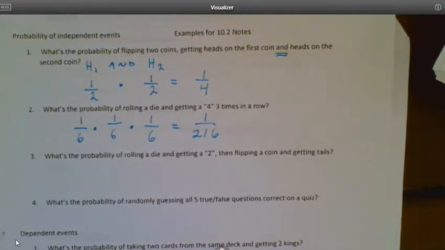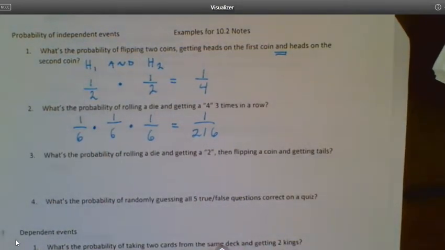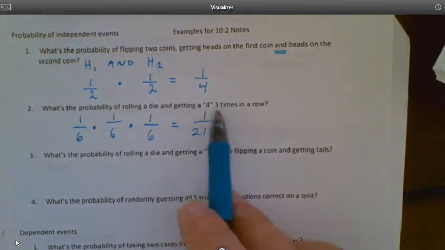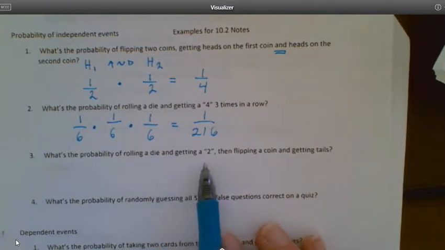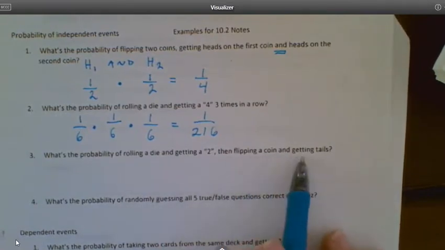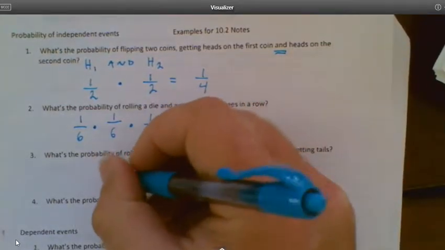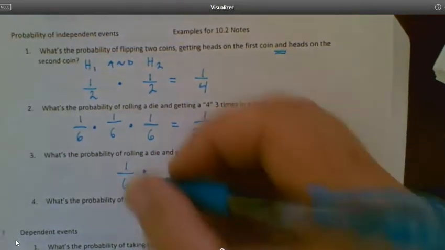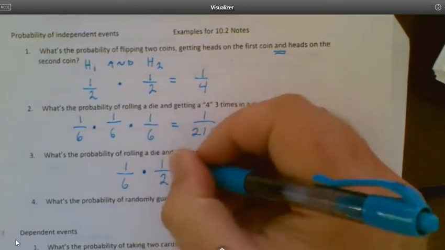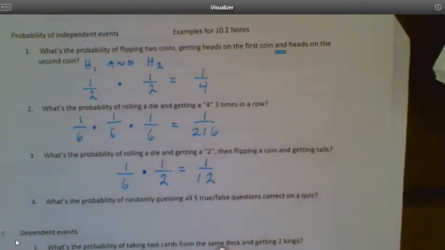So in other words, think of this logically too. That means I would have to do this whole thing 216 times in order to likely get this result 3 times in a row. So that's what that's telling us. What's the probability of rolling a die, getting a 2, then flipping a coin and getting tails? So what's the probability of getting the 2? Well, we know it's 1 out of 6. And getting tails on the coin is a 1/2. So there's a 1 out of 12 chance overall of this happening, getting a 2 and tails.